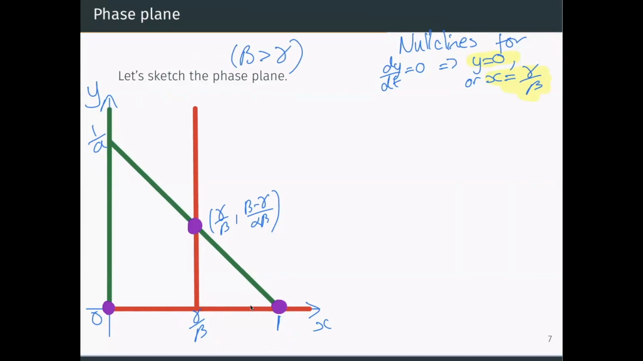Okay, so that's our null lines. I haven't labeled these yet, which I should do. Our red null line corresponds to dy/dt equal to 0, and the green is dx/dt equal to 0.